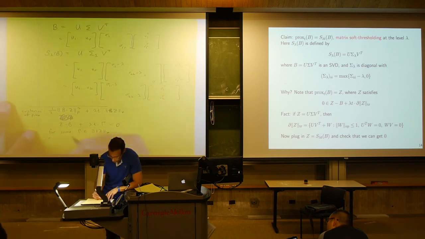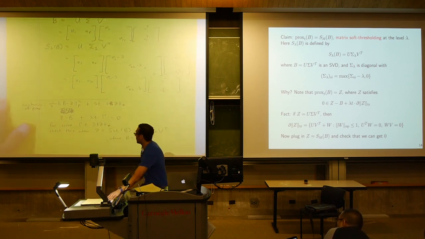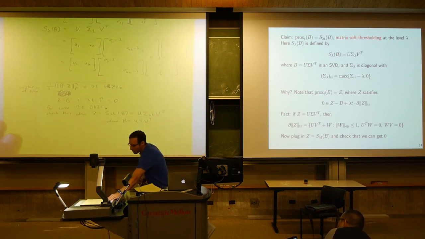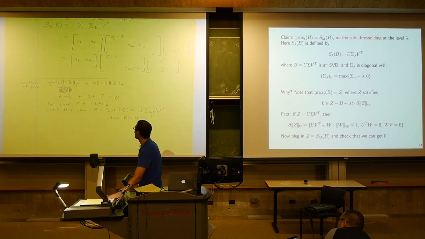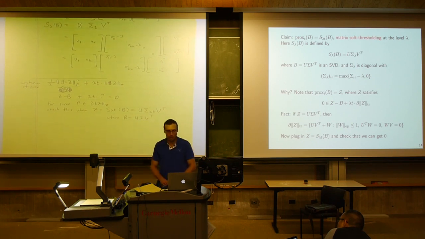And we're going to have to check this when z is equal to, right, this guy, where, you know, b had this SVD. Okay, so that's what we're going to have to check in order to check that the prox operator is indeed soft thresholding, matrix soft thresholding.